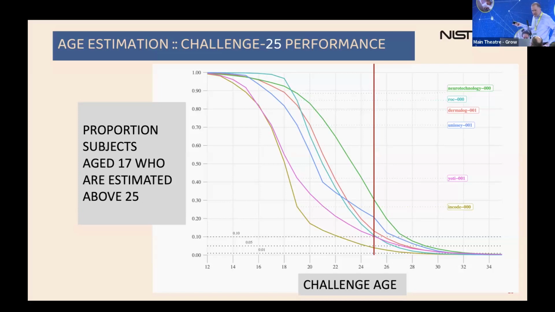This kind of graphic appears in the report, and it just shows, for 6 different algorithms, what the false positive rate is when you increase the challenge age. So challenge 25 is the red line. Could we go lower? Maybe. It depends on the algorithm that you're using. But yeah, and that is aggregated over a whole data set.